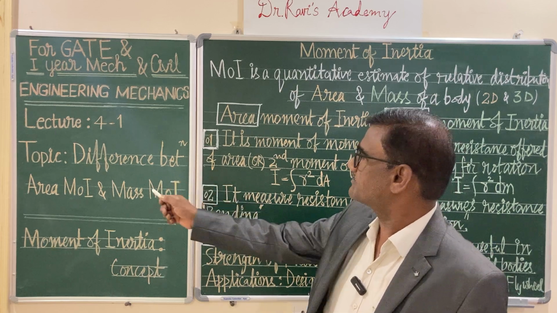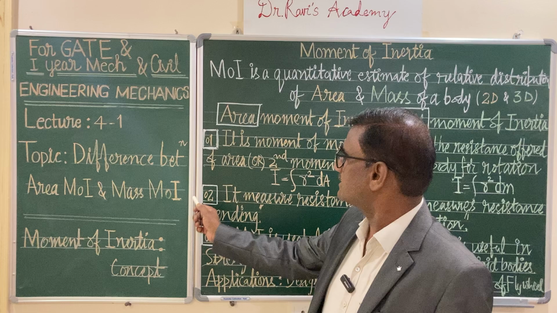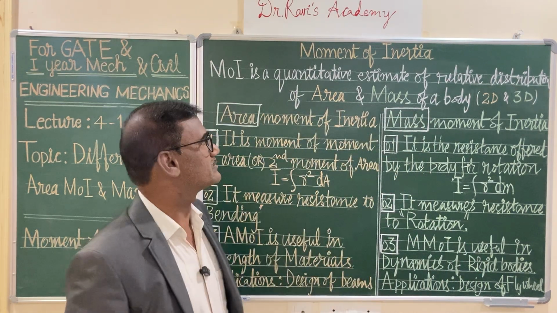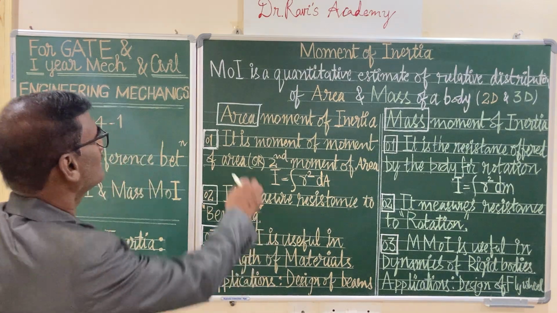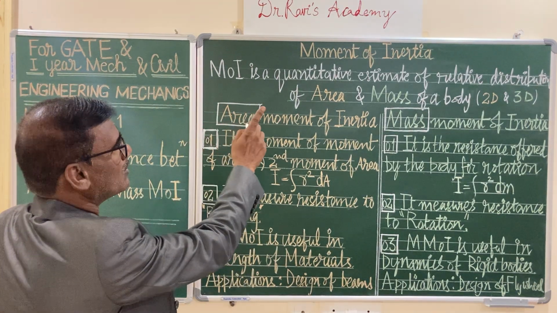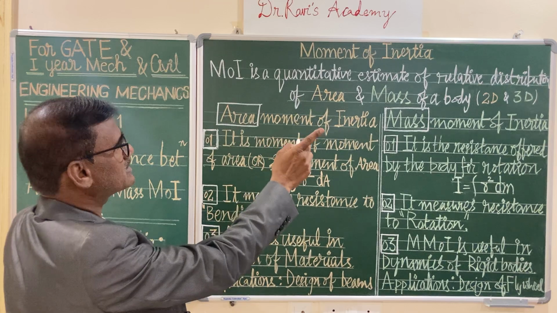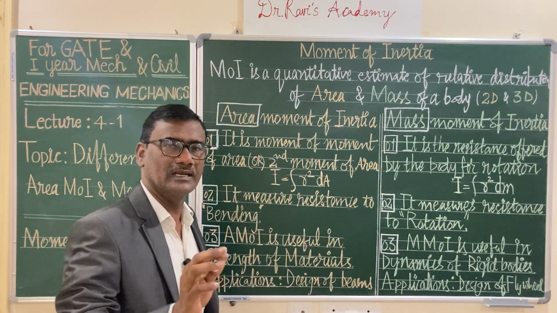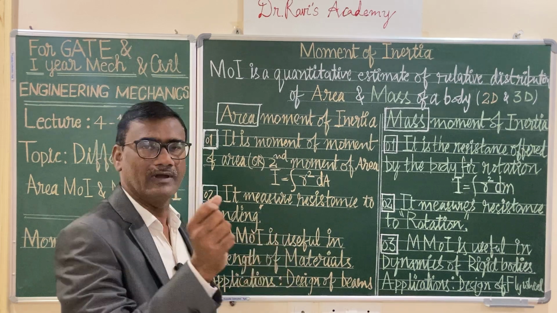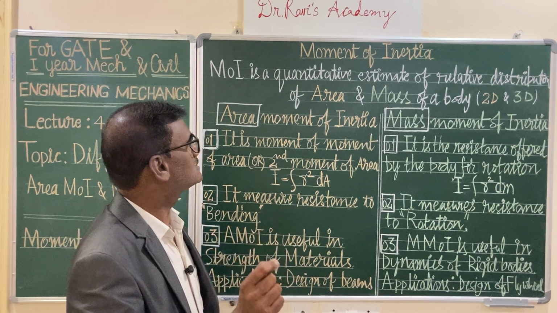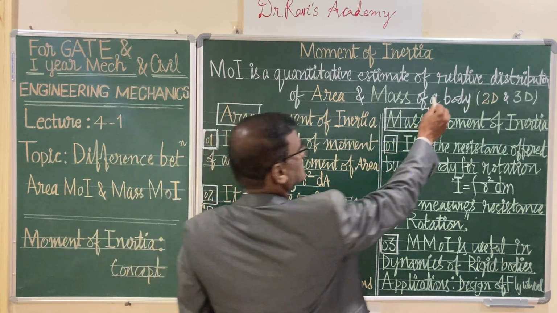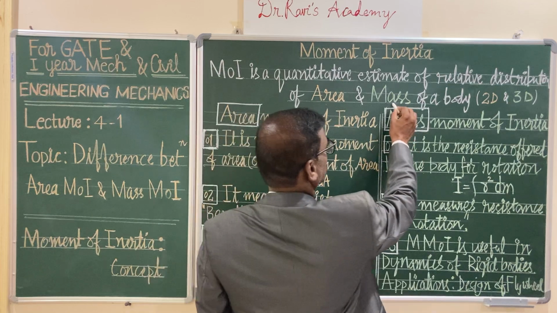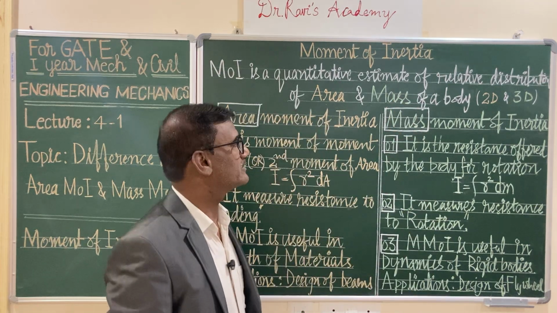In today's virtual class, we will be understanding the concept of moment of inertia, and you are going to understand the differences between the area moment of inertia and mass moment of inertia. Let us look at the concept of moment of inertia. Here, moment of inertia is a quantitative estimate of relative distribution of area and mass. That means you are going to calculate a quantitative, numerical value, which is the relative distribution of area in case of area moment of inertia, and you are going to consider mass in case of mass moment of inertia.